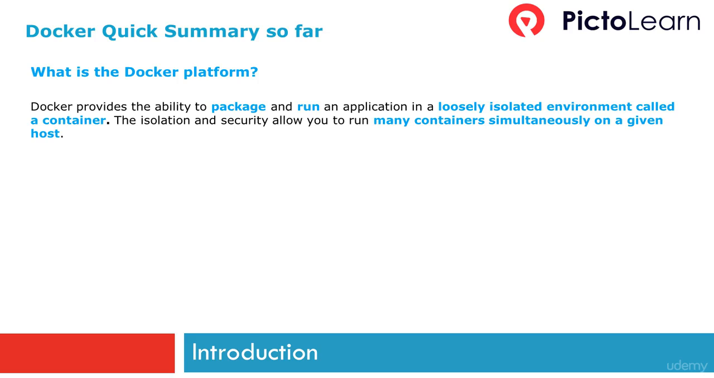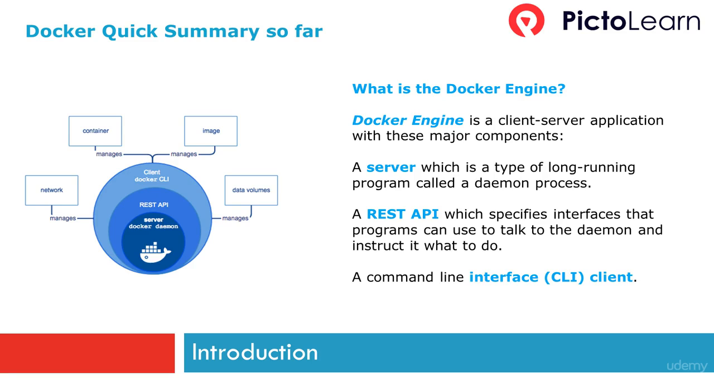We also looked at what is a Docker engine. I had mentioned that just like a car needs an engine, Docker needs an engine. This slide is a little bit more descriptive of what a Docker engine is. As you can see, the Docker engine consists of the CLI, or the command line interface, a REST API, which can be used by the CLI to interact with the server.